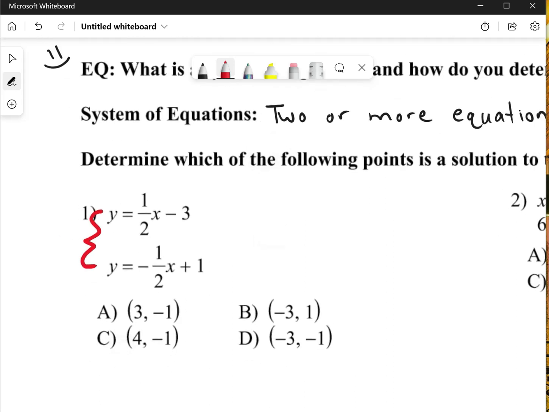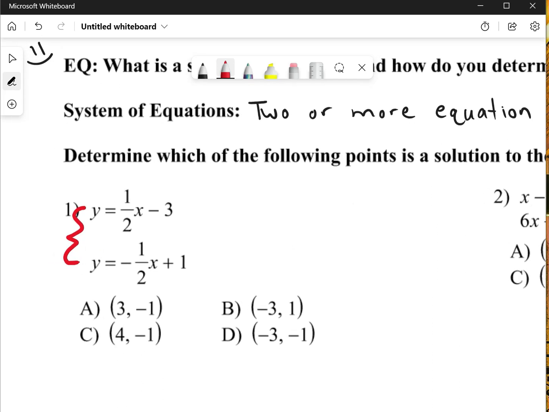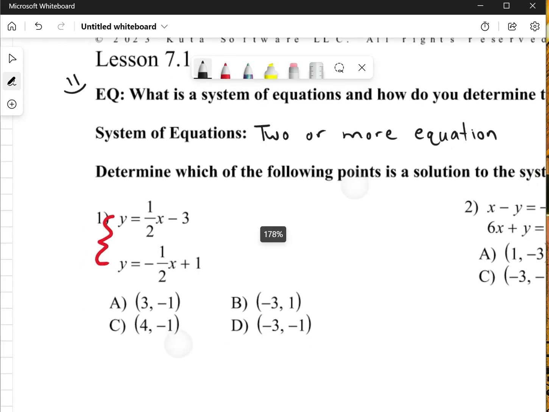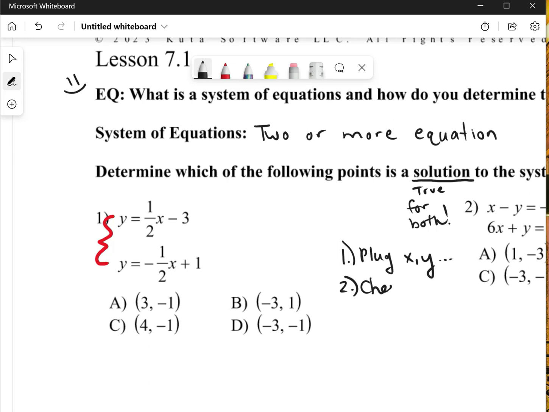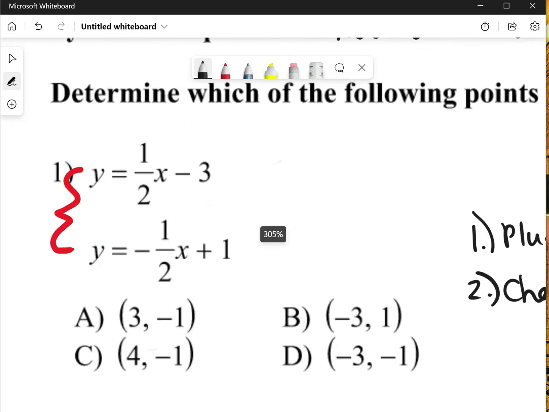Today we're going to be determining what the solution of an equation is. And a solution is where both points are true. So determine which of the following points is a solution. That means it is true for both equations. Okay, the general steps are really just plug in x and y, and evaluate and check. It's really kind of straightforward.